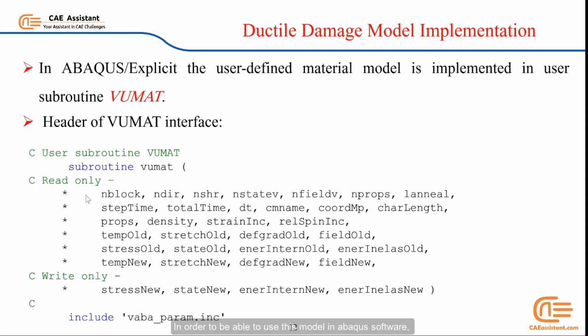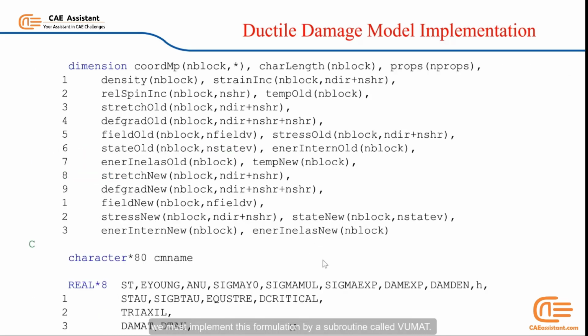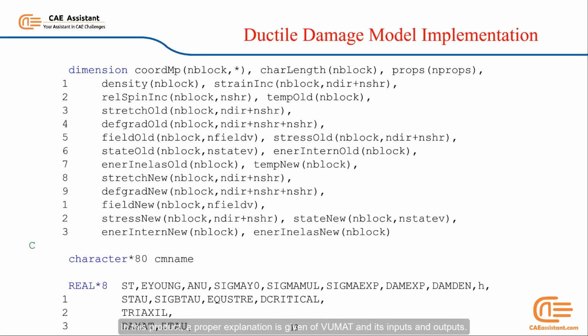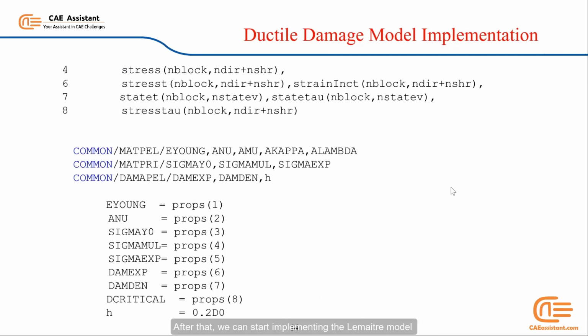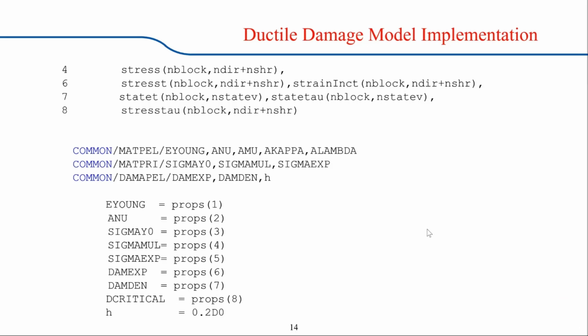In order to be able to use this model in Abaqus software, we must implement this formulation by a subroutine called VUMAT. In this product, a proper explanation is given of VUMAT and its inputs and outputs. After that, we can start implementing the Lemaitre model with the equations related to the damage. Further details on this method are provided in the main presentation.